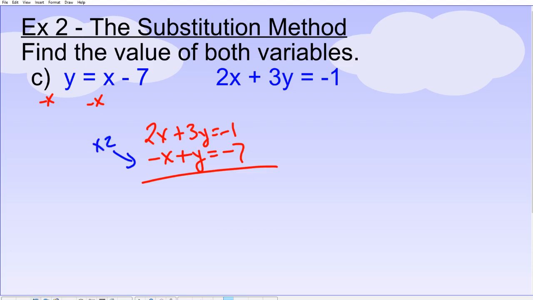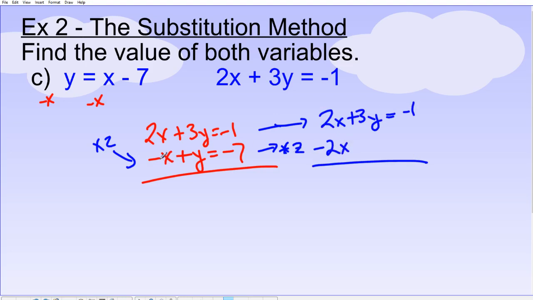Now, I like that one best. So I'm going to do that. I'm going to multiply this bottom equation by 2. And this guy, he's just staying the same. So I'm going to have 2x plus 3y is equal to negative 1 on the top. And negative 2x, I multiplied negative 1x times 2, plus 2y, that's y times 2, equals negative 14.